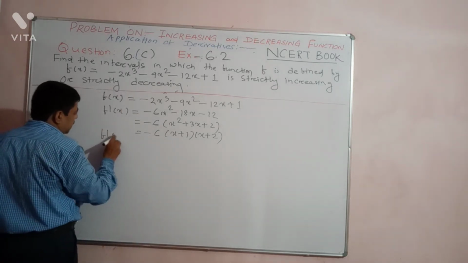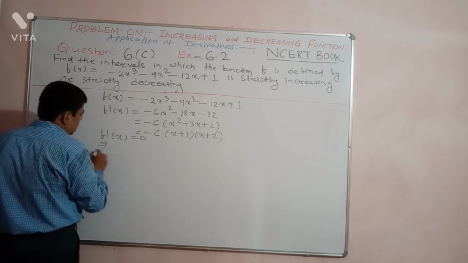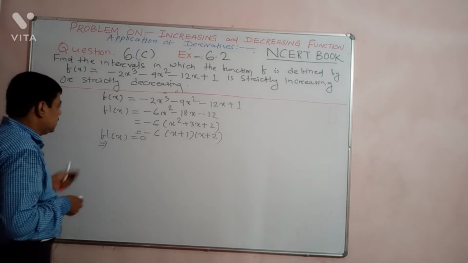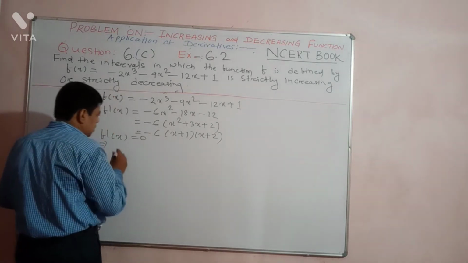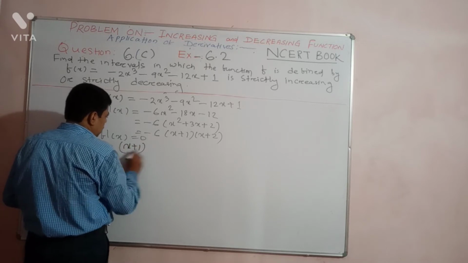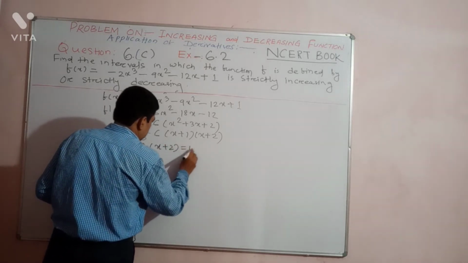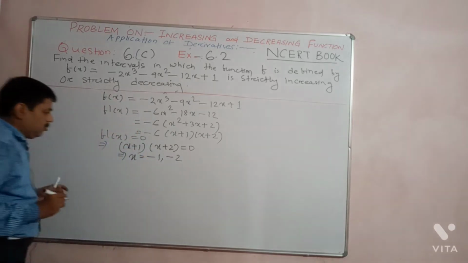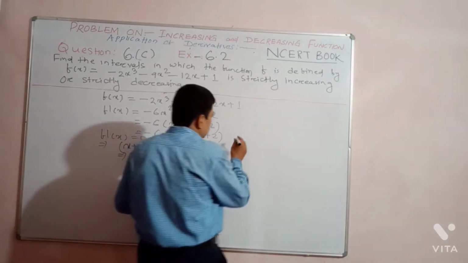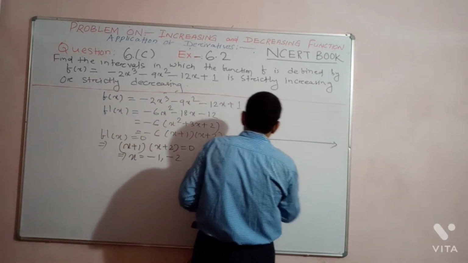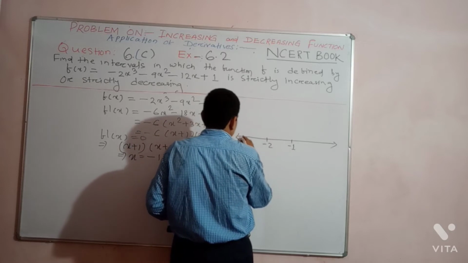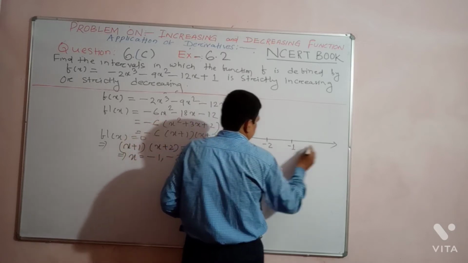Now equate the derivative of the function to 0. This is the point where the function is divided into different intervals. So f'(x) = 0 gives (x + 1)(x + 2) = 0, then x will be -1 and -2. Now the real numbers -1 and -2 divide the real number line. Let us draw a number line, students, with -2 and -1, and minus infinity and plus infinity.